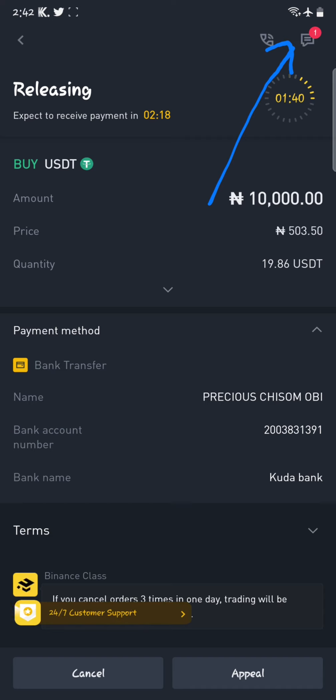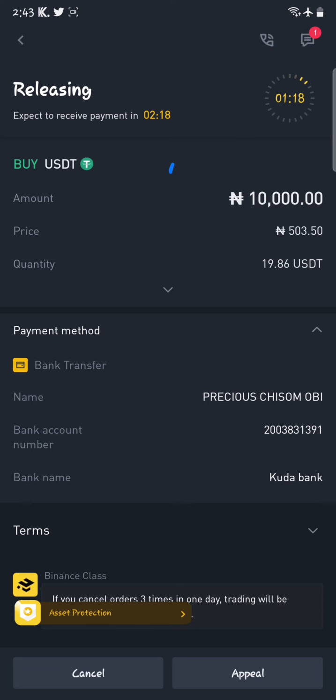Now also take note that there's a chat box up here that you should check every once in a while. When dealing with certain buyers or sellers, they have automated responses with certain instructions. Some will tell you make sure you don't send from GT Bank. Some will tell you 50 Naira will be deducted from the money we're sending to you. So make sure you check that chat box for any message.